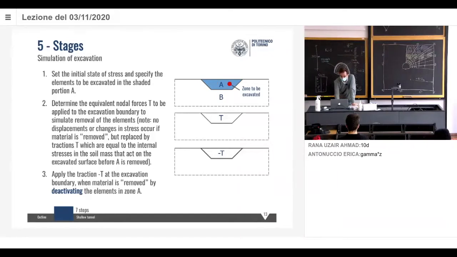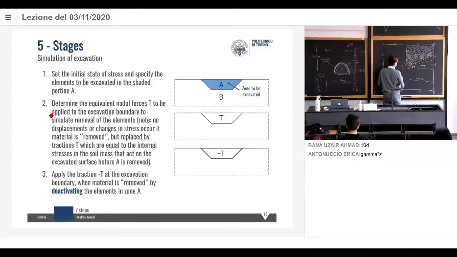So we call this area A, the area we want to excavate, and the rest of the model is area B. So set the initial state of stress and specify the elements to be excavated in the A area. So we have the initial state of stress, and we say that we want to excavate this. If we want to say the same for this model, it would mean set the initial state of stress and say we want to excavate elements inside here, which we don't have now, but let me draw the element.